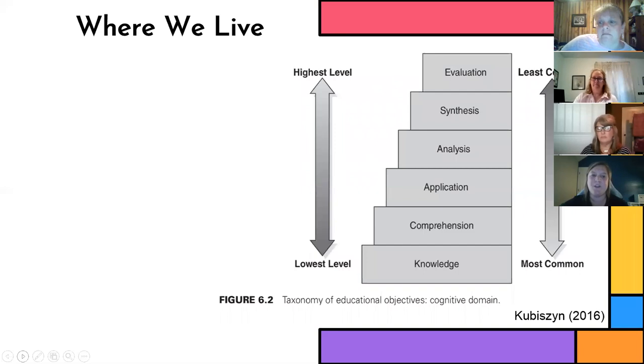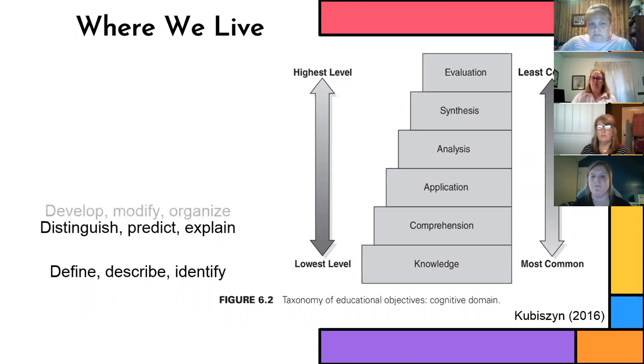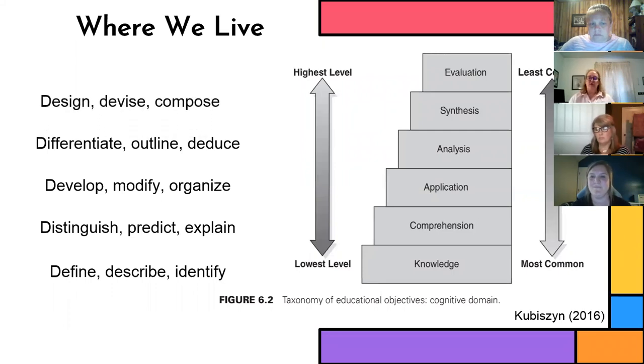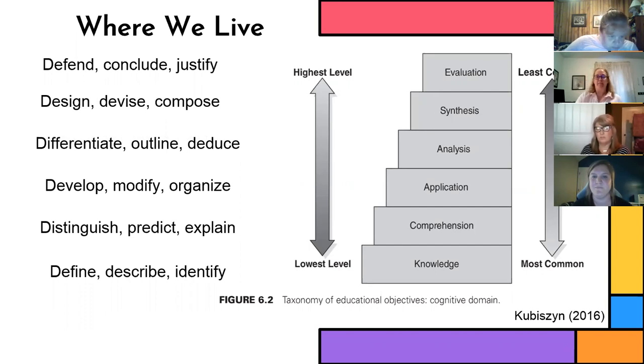Our next slide is where we live. And here is a list of some verbs that go along with the different levels. So on the right-hand side of that slide, you see a taxonomy of educational objectives. And you'll notice at the bottom, the widest part, it says knowledge. That's the lowest level of the cognitive domain and is what you're going to see the most common, especially in elementary school. As you move up from knowledge to comprehension to application, it gets more complex and reaches the highest level of evaluation. You need to make sure that as you write objectives, the level that you're looking at meets the level on that domain.